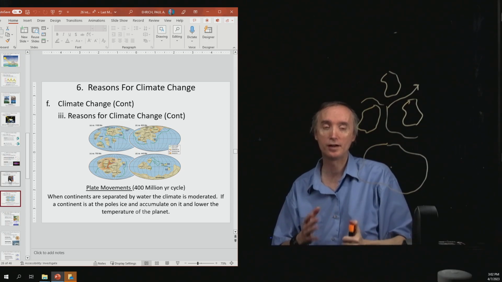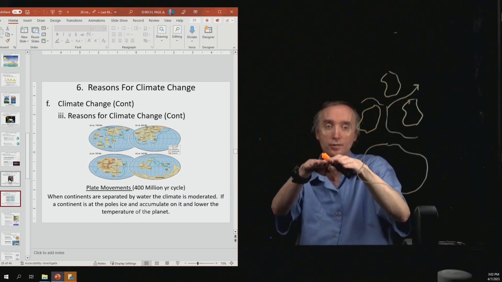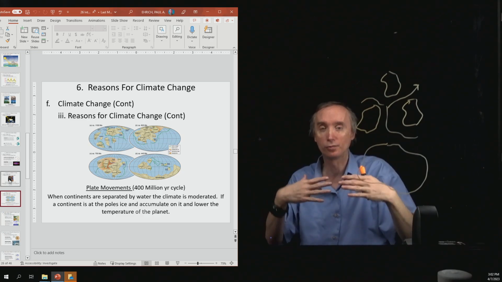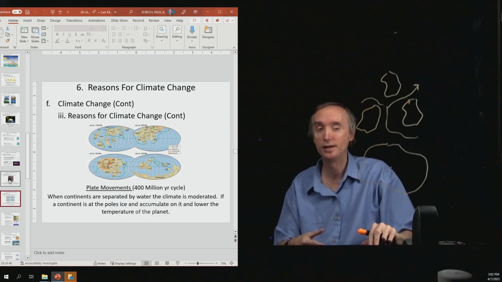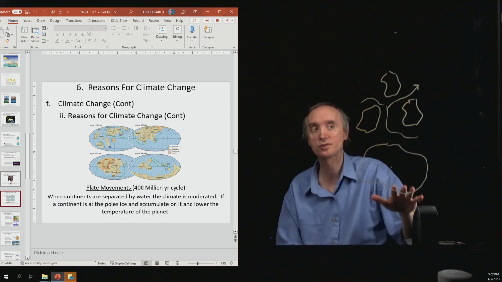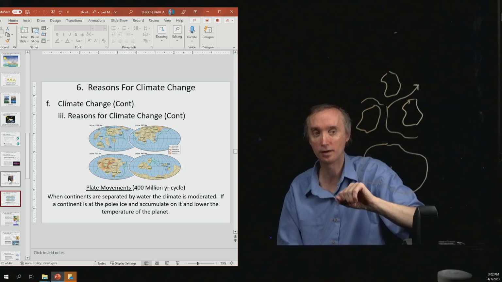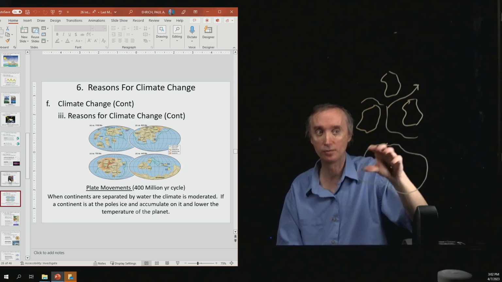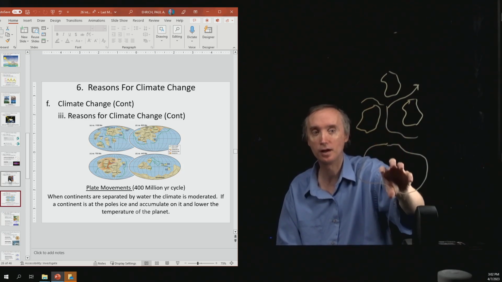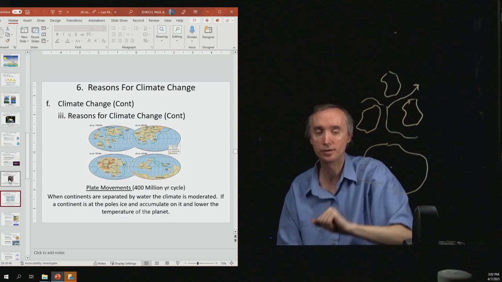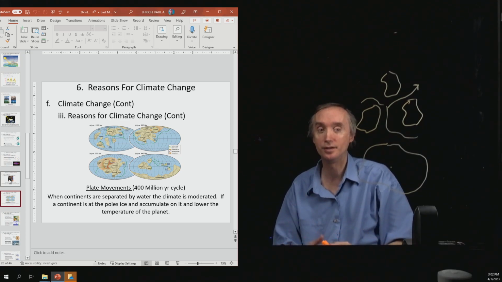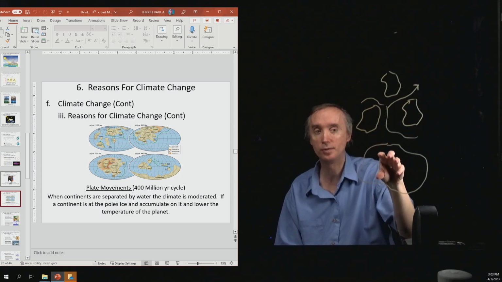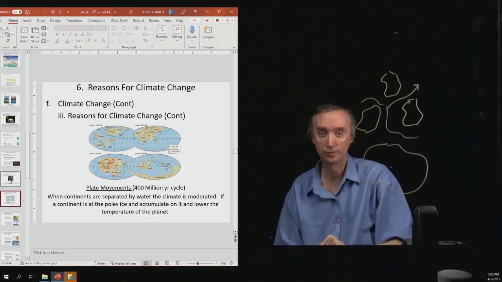Another thing that we found out about continents is that depending on the rate of divergence at a mid-ocean ridge, that can cause water to slosh onto a continent and cover those continental shelves. So the more water that is covering a continent, again, that's going to moderate the climate, and also it depends on where the continent is. So if that continent is at the equator, it's going to be very hot on that continent.